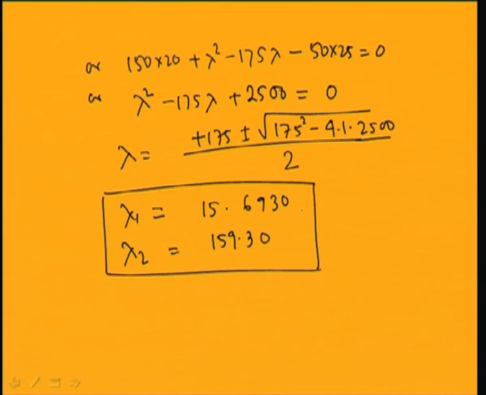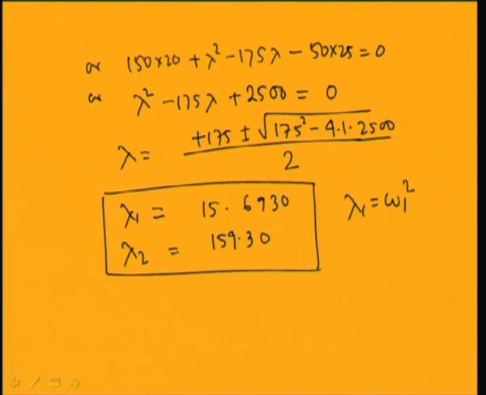So, these are the eigenfrequencies of the system, and these correspond to the square of the natural frequency or normal mode frequency of the system. So, lambda 1 equal to omega 1 square and lambda 2 equal to omega 2 square, and from this you can find omega 1 and omega 2, these two values you can find.